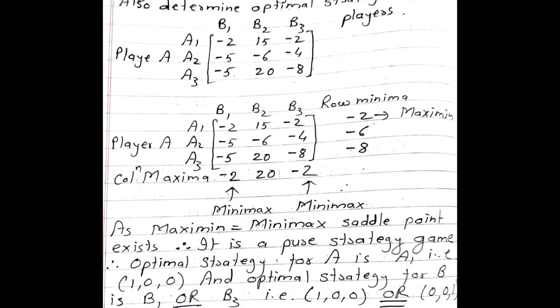So as maximin is equal to minimax, saddle point exists. Therefore, it is a pure strategy game. Therefore, optimal strategy for A is A1, that is 1-0-0, and optimal strategy for B is B1 or B3, that is 1-0-0 or 0-0-1.